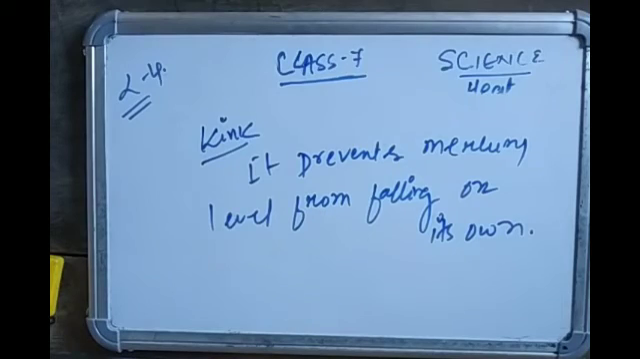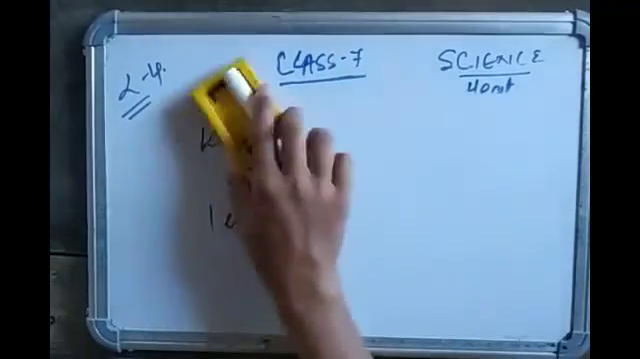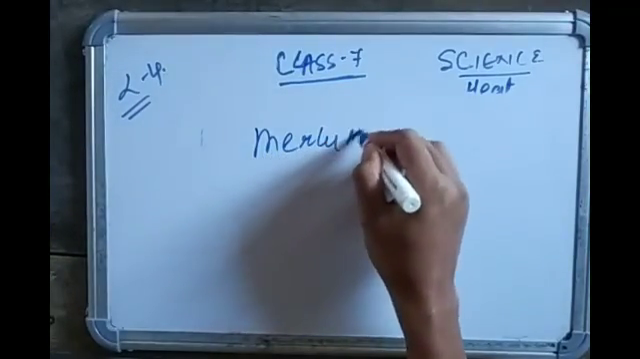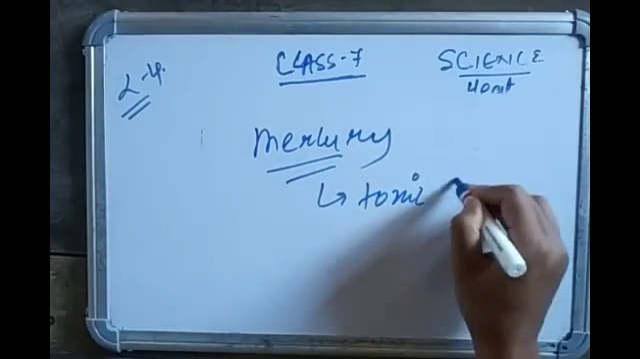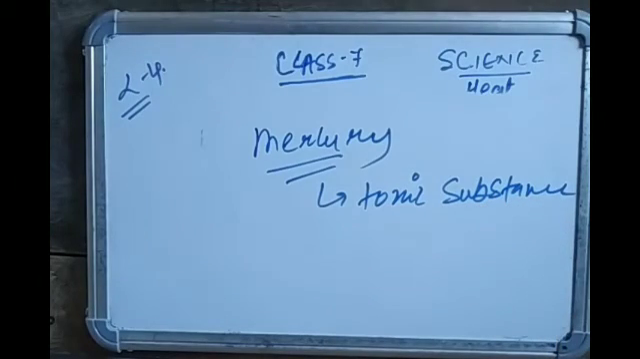So there is a lot of concern over the use of mercury in thermometer. Mercury is a toxic substance, and it is very difficult to dispose of. So these days digital thermometers are available which do not use mercury.